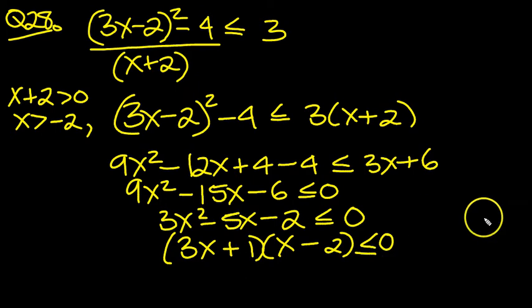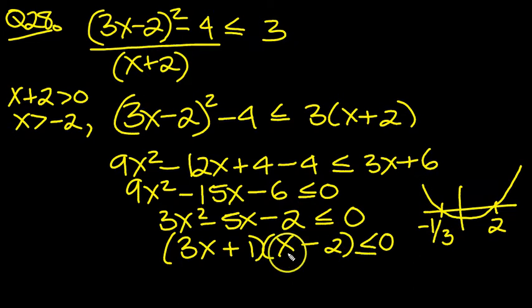3x² then, it's a U-shaped curve. Its roots are at 2 and minus a third. So there's 2. There's minus 1/3. And it's a U-shaped curve. And we want to find out when is this quadratic less than or equal to 0. It's less than or equal to 0 in this section here, up to and including 2, because it can equal 0, and down to and including minus 1/3.